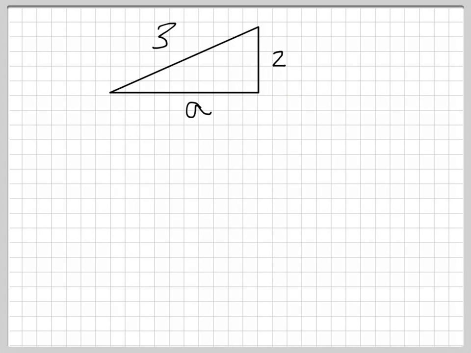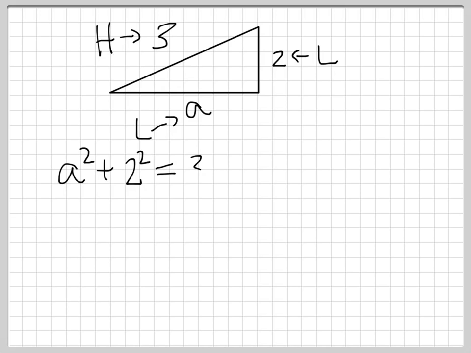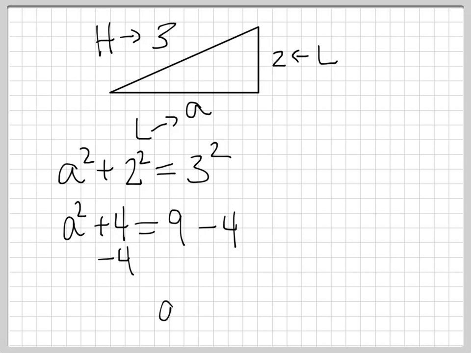So let's solve one more right triangle. We have a hypotenuse of 3, a leg of 2, and a leg of size a. So we write a squared plus 2 squared equals 3 squared. So a squared plus 4 equals 9. Subtract 4 from both sides. So a squared equals 5.